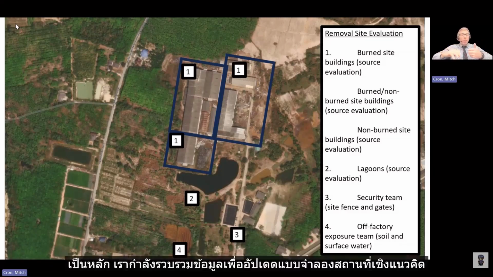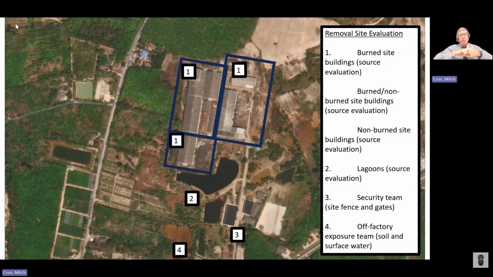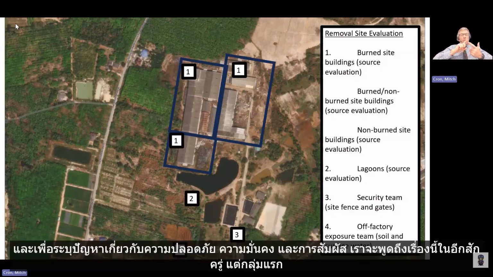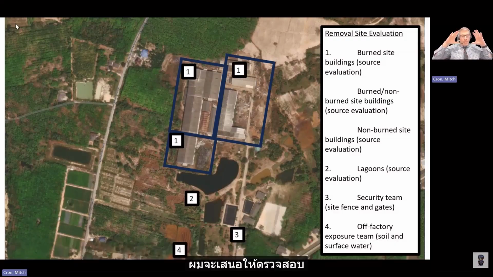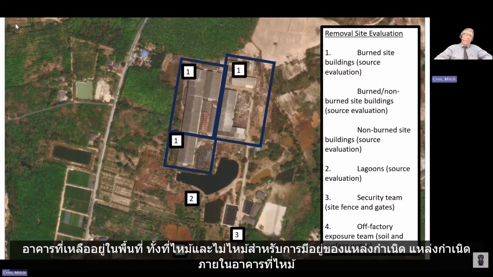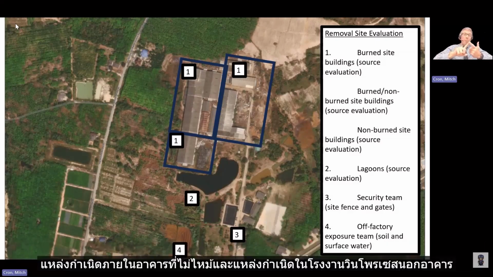Primarily, we're gathering information to update the conceptual site model and to identify problems with security, stability, and exposure. We'll talk about that in a second. But the first group, I would propose inspecting in a safe manner the remaining buildings on site, burned and unburned, for the presence of sources. Sources inside the burned buildings, sources inside the unburned buildings, and sources on the Wind Process factory outside the buildings.